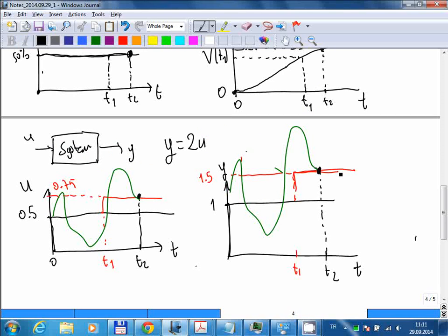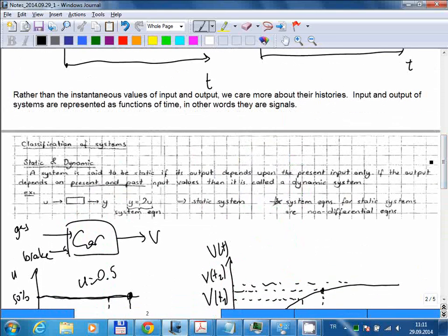Okay, so I think this is enough about static versus dynamic systems. But again, you should really keep these definitions in mind. As long as you remember the definition, it's very easy to understand what type of system you have.